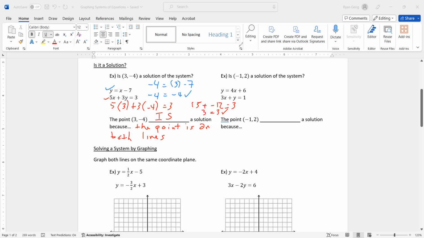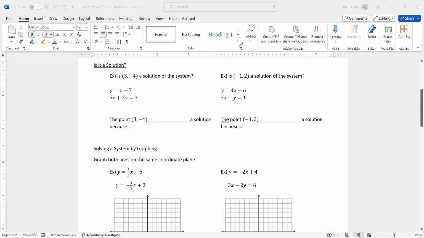All right, so let's try the next one. (-1, 2), is that a solution? So I'm going to put 2 in for y and -1 in for x. So simplify what you can. 4 times -1 is -4. -4 plus 6 is 2. So 2 equals 2. We're good with the first one.